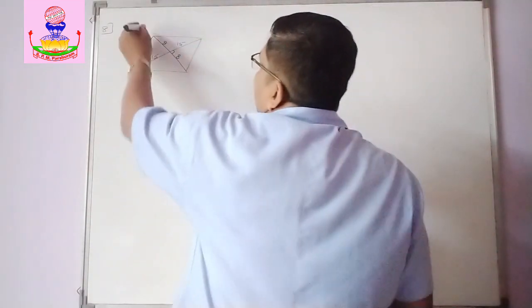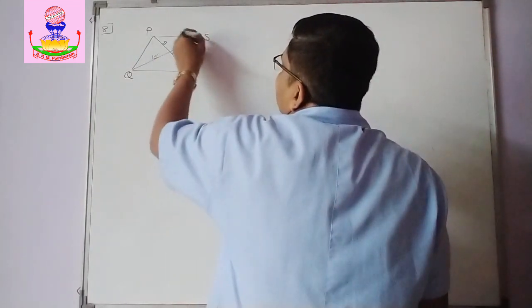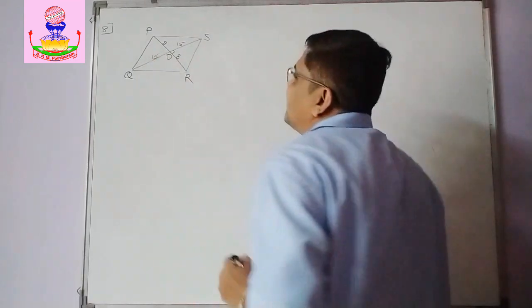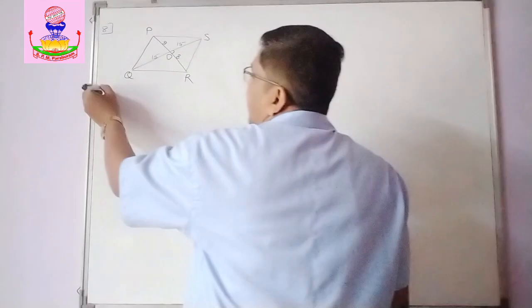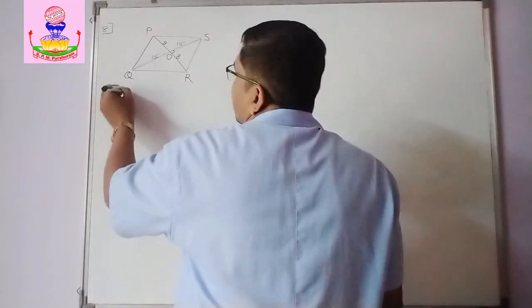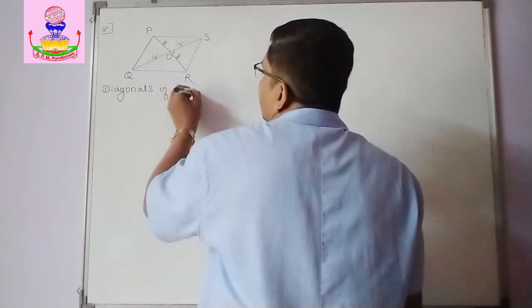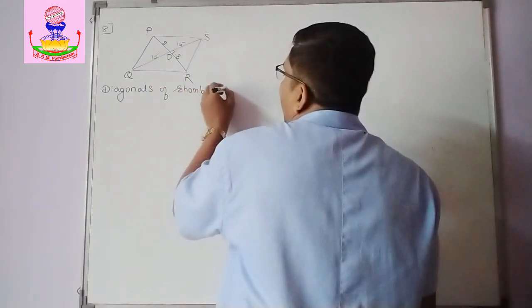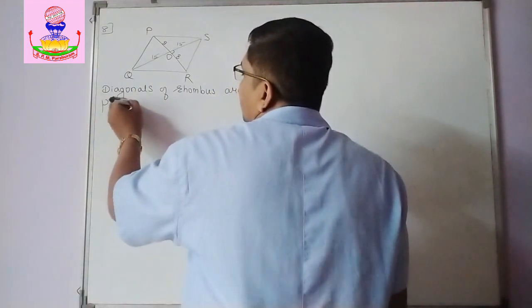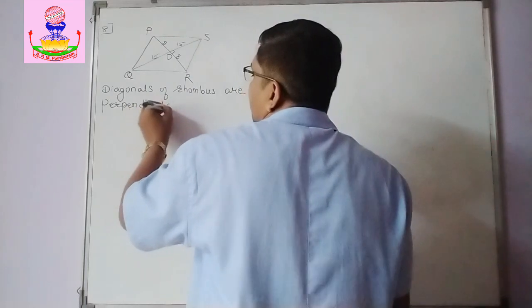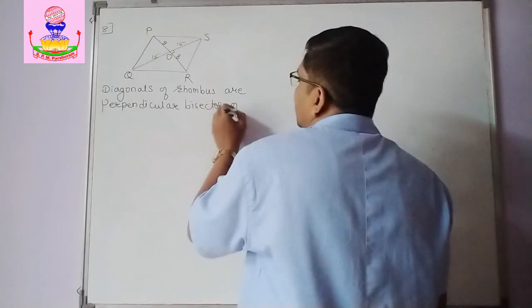Okay, but for that, we are supposed to label the figure. Suppose this is P, Q, R, S, and this is O. So, first we will say diagonals of rhombus are perpendicular bisectors of each other.